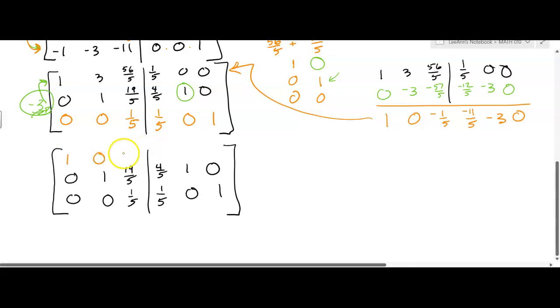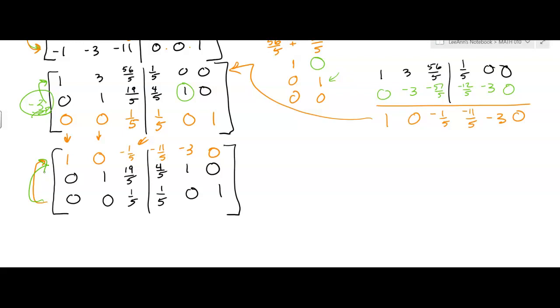1, 0, -1/5, -11/5, -3, and 0. Okay. So we're getting there. So we have the first two rows or columns like we want. That column's good, that column's good. So now I want to try to get a 0 right there for that -1/5. But look, if I just add those two equations, or two rows, I'll get the 1/5 and the -1/5, and that'll be a 0. Okay, so I'm going to take the top row just as is.